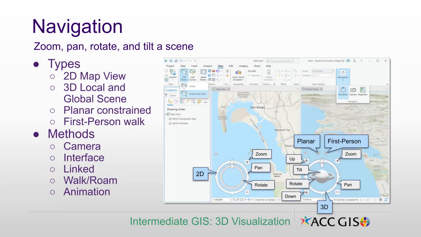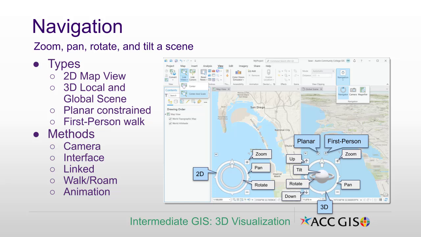The very last item that I want to discuss in this topic, in this competency, and in this class is navigation. Now, most of you already know how to navigate. You zoom, pan, rotate, or tilt a scene. And there are different types of navigation in ArcGIS Pro, including 2D map views and 3D local and global scenes.